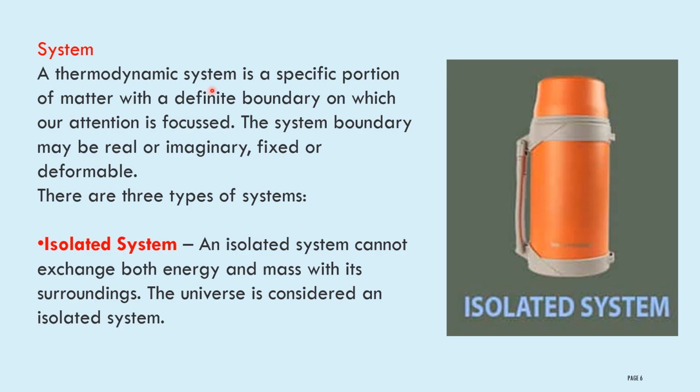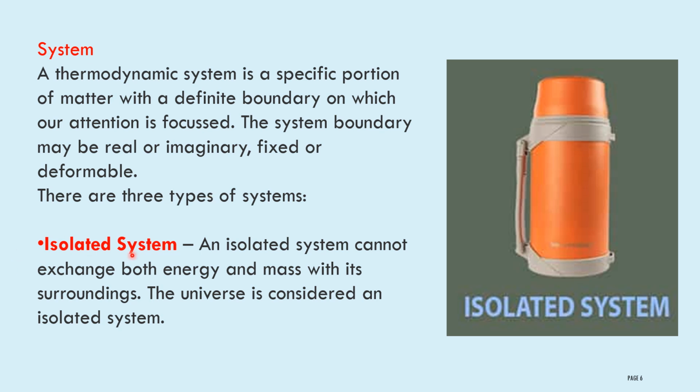Let us discuss in detail about system and types of system. A thermodynamic system is a specific portion of matter with a definite boundary on which our attention is focused. The system boundary may be real, imaginary, fixed or deformable, meaning you can change the shape of the boundary. There are three types of system. One is isolated system, second one is closed system, third one is open system.